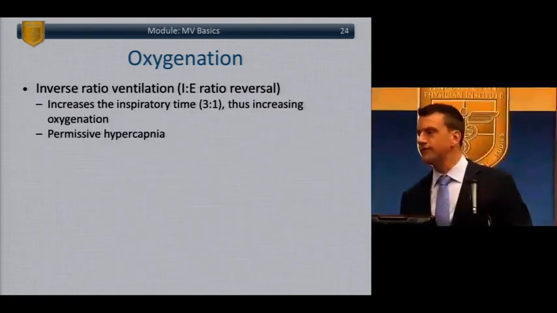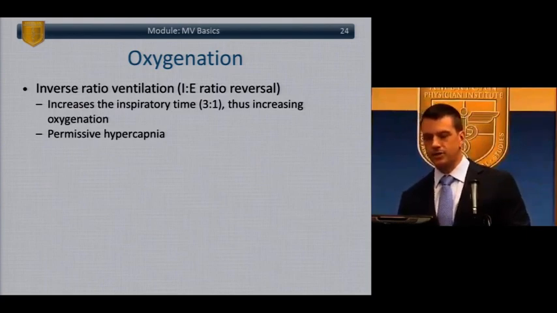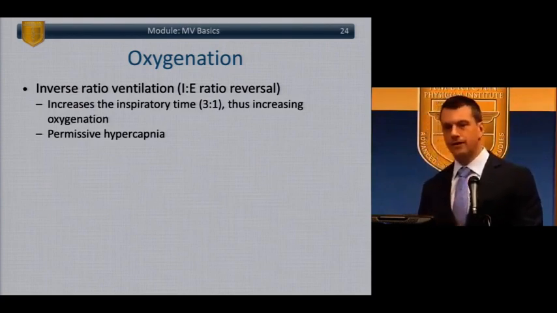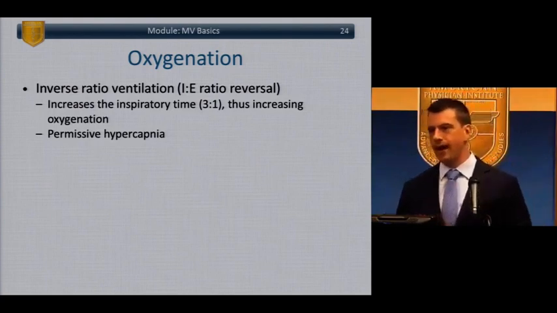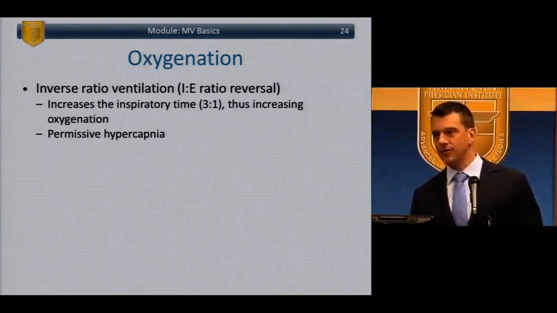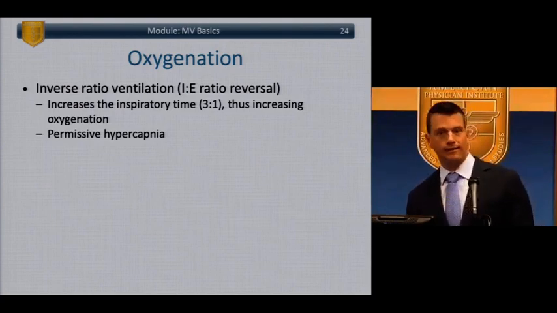So another trick for oxygenation is the inspiratory to expiratory ratio. Remember, normally it's about 1 to 2, meaning 1/3 of the time we are inspiratory and then 2/3 of the time are in expiration. You can reverse that ratio and spend about 3 to 1, say, of the time inspiring so that you get more oxygen there. With that, you'll have to allow some permissive hypercapnia. The lungs will usually not completely empty during these inverse ratios, unless you have a very slow rate.